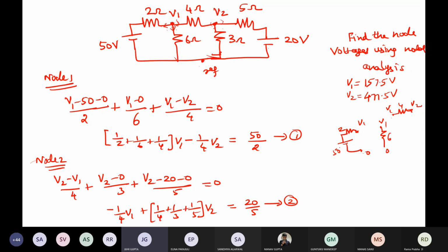Ma'am, I'm getting a second answer for this. V1 is 30.79 volt. V2? Ma'am, 12.89 volt. 12.9. Probably this might be the answer, because we have only 50 volt here. Yes, ma'am, that's what I was saying, because our total voltage is only 50 and 20 something here. So it should be around this.